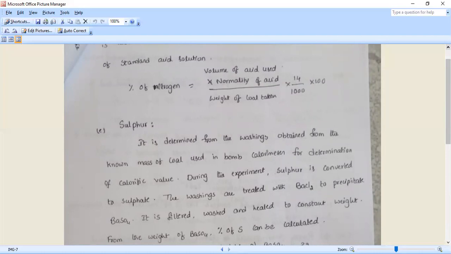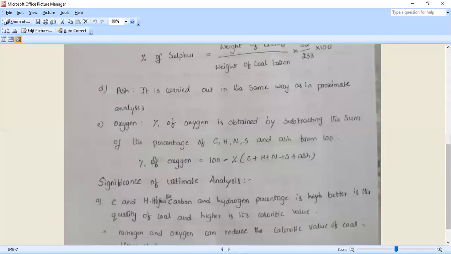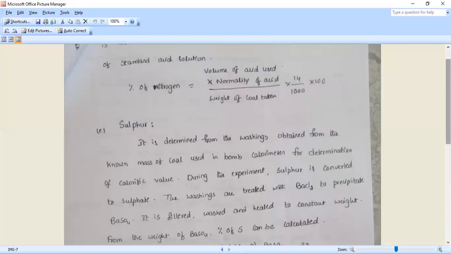Next we calculate the sulfur content. To determine the sulfur content in the coal, it is determined from the washings obtained from the known mass of the coal used in a bomb calorimeter for determination of calorific value. Especially, we are using an instrument called the bomb calorimeter during the experiment. Sulfur is converted to sulfate. The washings are treated with barium chloride to get a precipitate of barium sulfate. It is filtered, washed, and heated to constant weight, and we get barium sulfate. So the percentage of sulfur can be calculated easily.